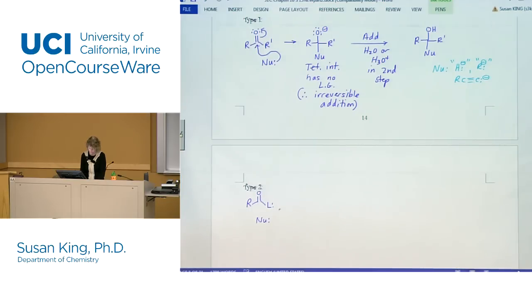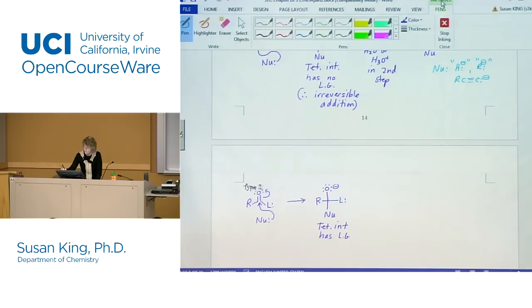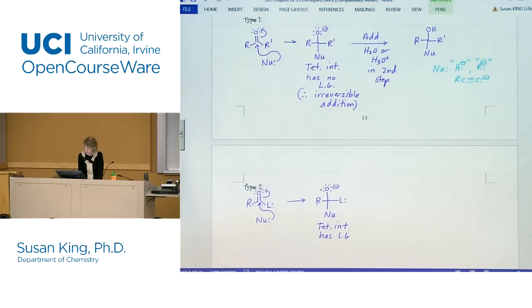Nucleophile attacks the carbonyl carbon. We kick electrons up onto oxygen. We get a tetrahedral intermediate. We look at that tetrahedral intermediate and decide, does it have a leaving group? Yeah, it does. It has a leaving group L. If it has a leaving group, that leaving group is going to leave. So electrons on oxygen are going to come down and we're going to kick off our leaving group.